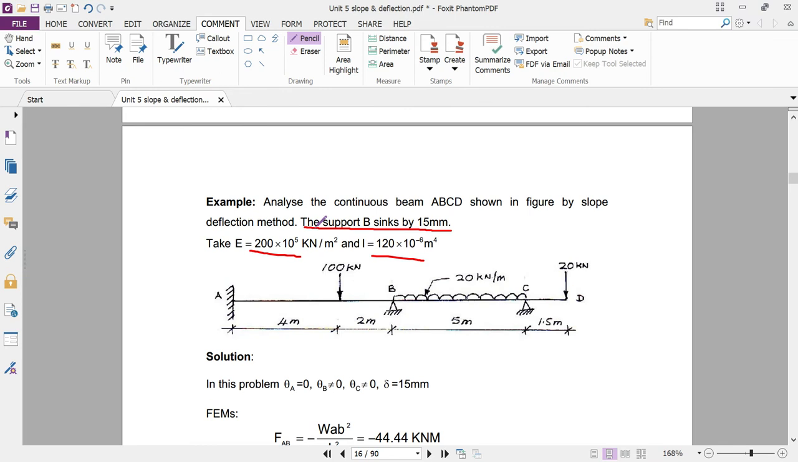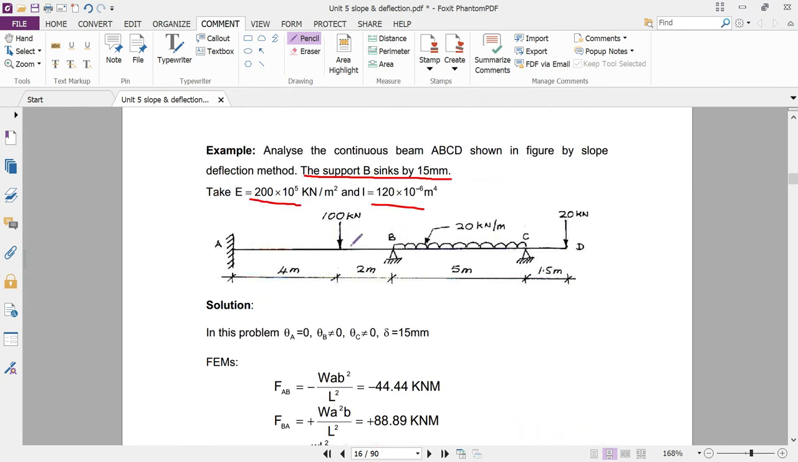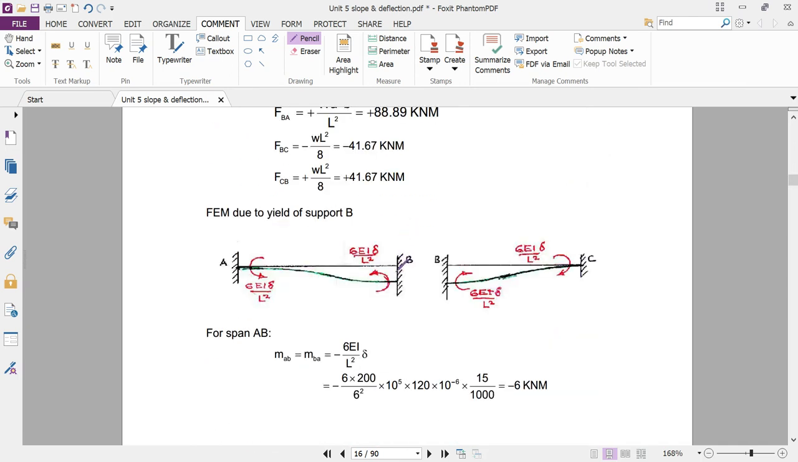Okay, here it is given that the support B is sunk by 15 mm. So whatever the effect of sinking is there, it will reflect only on the support B. So if you see that here the sinking is there, because of that the beam will try to twist like this, and here on the rightward side it will twist like this. So here the anti-clockwise moment will be formed because of that, and here the clockwise moment will be formed.